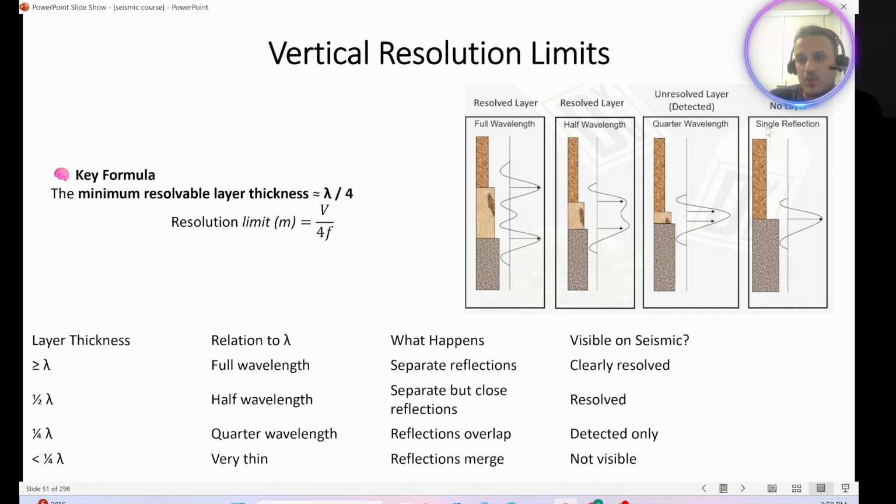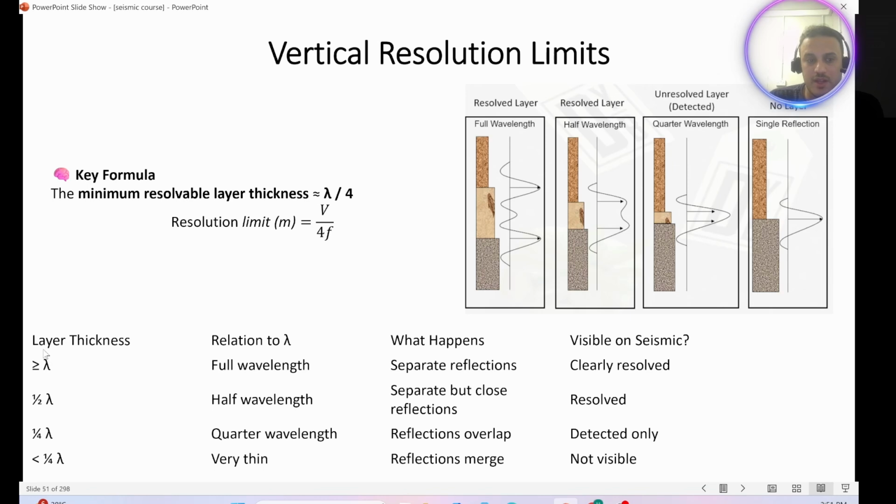And if we have a single reflection, in this case we have no layer, the reflections merged between the upper thick layer and the lower thick layer. So the thin layer, we cannot detect. It is not visible, because the thickness here is less than 1 to 4 lambda. If it is less than 1 to 4 lambda, that means it is very thin. We cannot detect this layer within the vertical resolution.